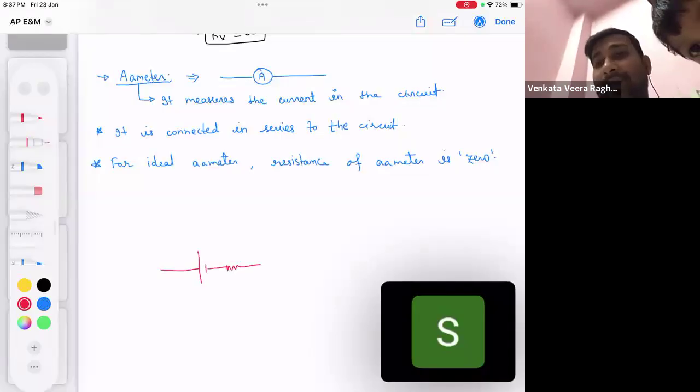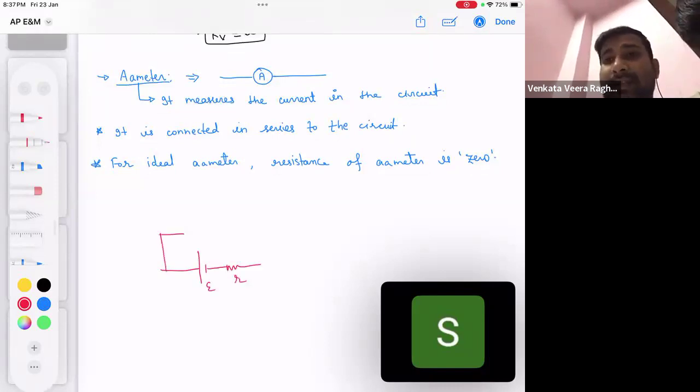Now let me draw a circuit and try to connect an ideal ammeter and an ideal voltmeter in it. Let's say this is the EMF of the cell, its internal resistance, and there is an external resistance connected here.